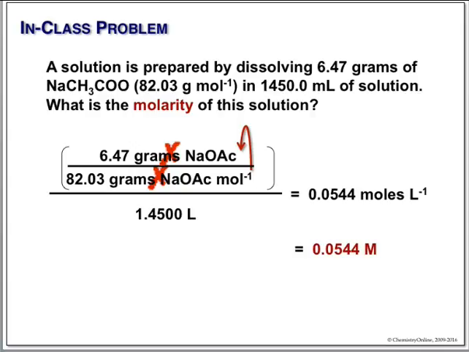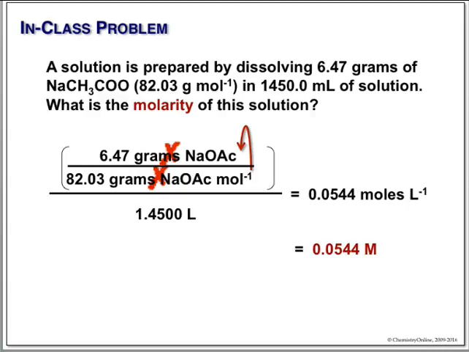Why did it go? Well, this is sodium acetate, and this is its molar mass. So if you go to the periodic table, add up a sodium, a carbon, three hydrogens, another carbon, two oxygens, you get 82 grams. That's what you get from your periodic table. That's your molar mass. One mole of sodium acetate weighs 82 grams. So we simply take mass over molar mass, this is moles, divide by liters, and we get molarity.